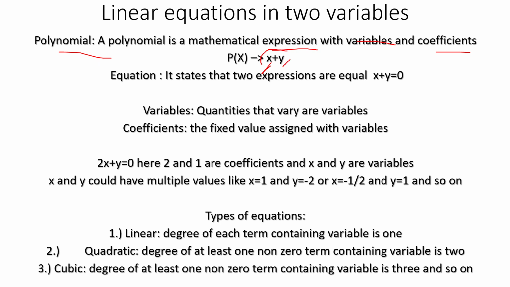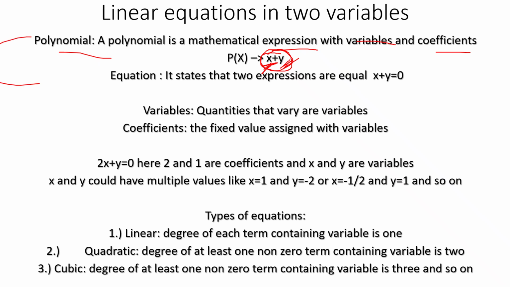Now how do we form an expression? Let's say I have x number of mangoes and y number of apples. माझ्याकडे x number of mangoes आहेत आणि y number of apples आहेत. तर मी असं लिहू शकते की माझ्याकडे जी टोटल फळ आहेत, the total number of fruits that I have is x plus y. Okay, this is a polynomial.